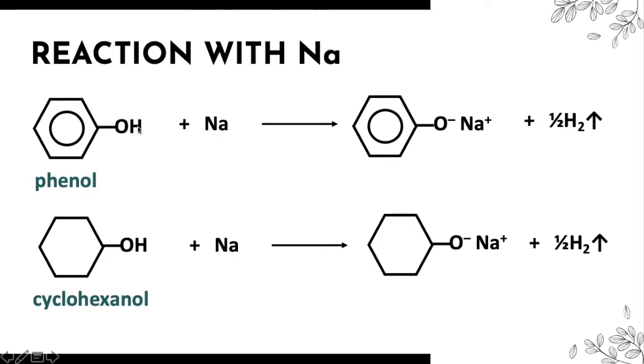because only one hydrogen. So half hydrogen, you replace only one hydrogen. So one hydrogen atom only. So that's why half hydrogen gas. So this is cyclohexanol. Cyclohexanol, Na metal replaces one hydrogen atom, becomes O minus and Na plus, plus half hydrogen gas released.